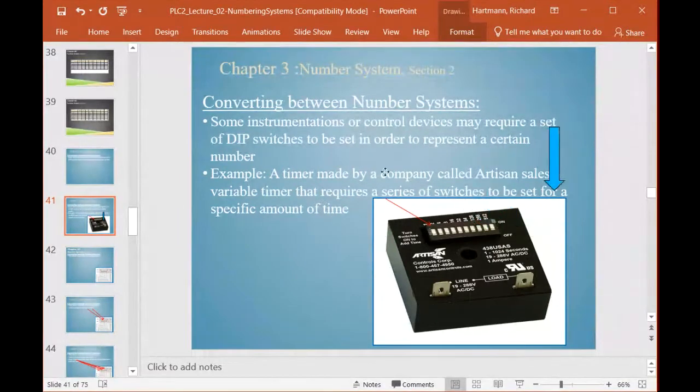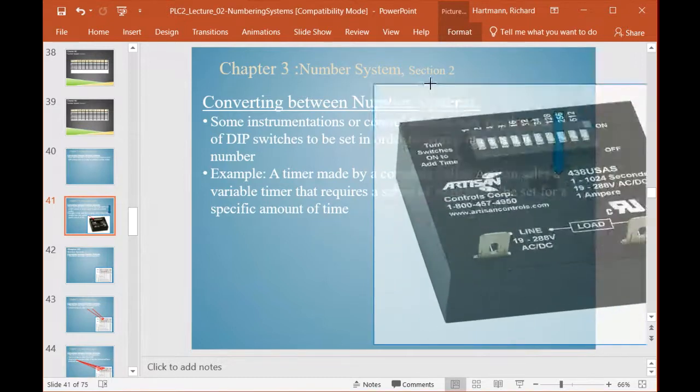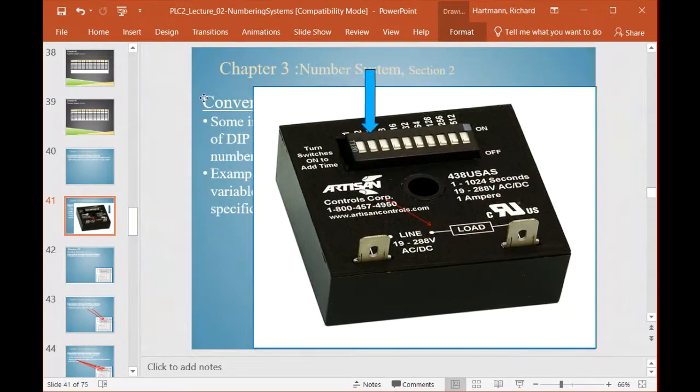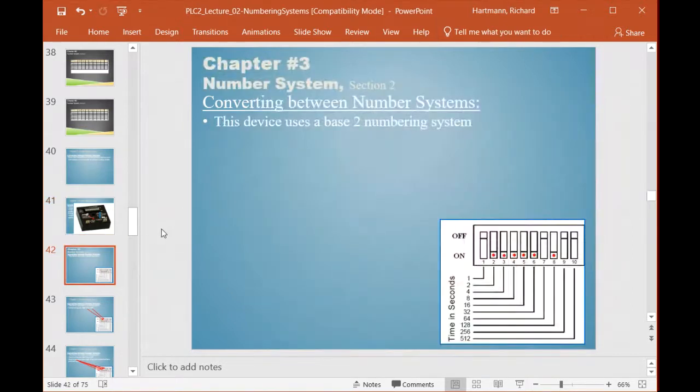So when you turn these particular bits on, and if we looked at that, I don't know if I can zoom that up. Oh yeah, that looks like, right? So you can actually see up here the numbers: 1, 2, 4, 8, 16, 32, 64, 128, 256, 512. So all of these are currently set to off. So if I was to flip the very last one on, then that would be 512 seconds before this timer expired and turned on whatever it was that I was going to turn on.